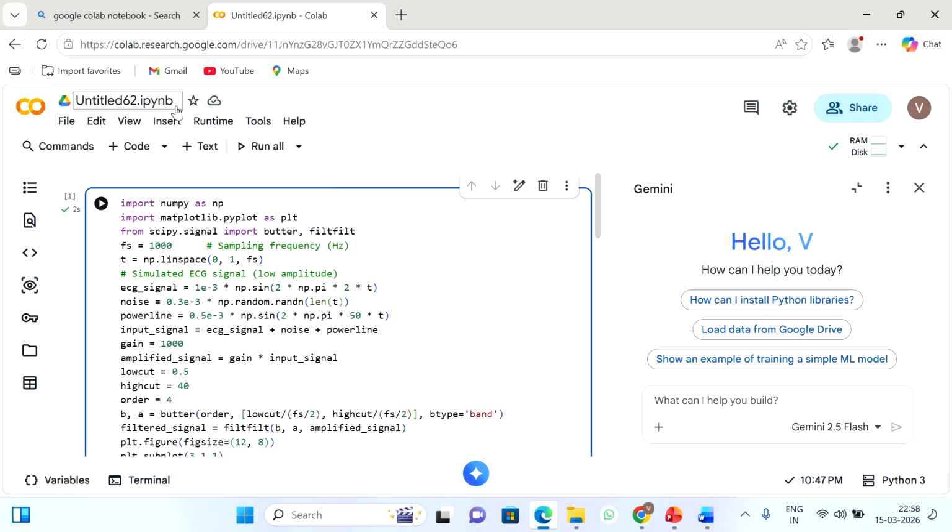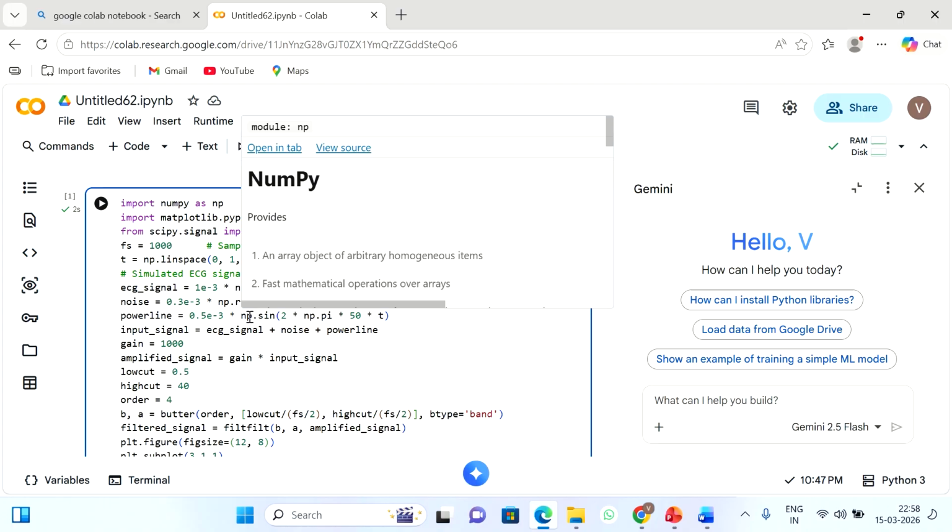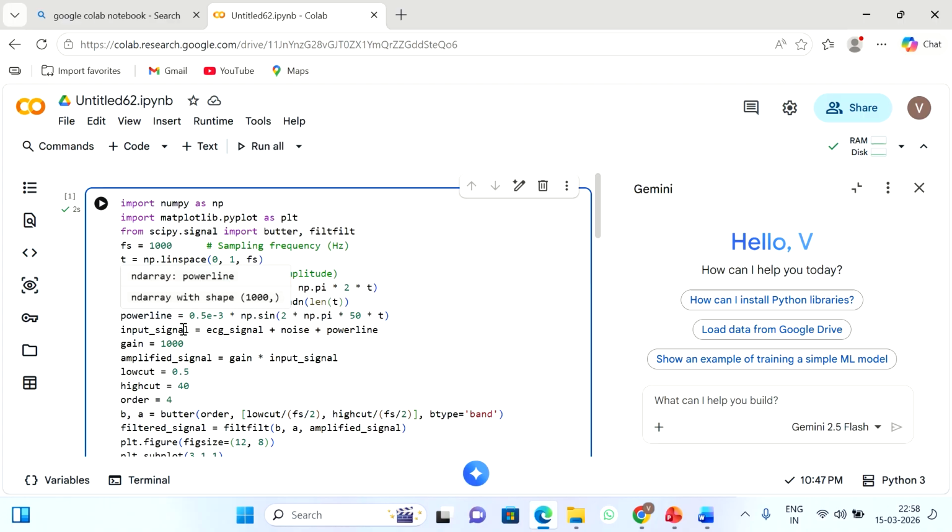Now why do we get 1000? This sets the amplifier gain to 1000, and this means the signal voltage will be multiplied by 1000. So amplified signal is equal to gain into input_signal. So we know that gain of any amplifier is equal to output by input.